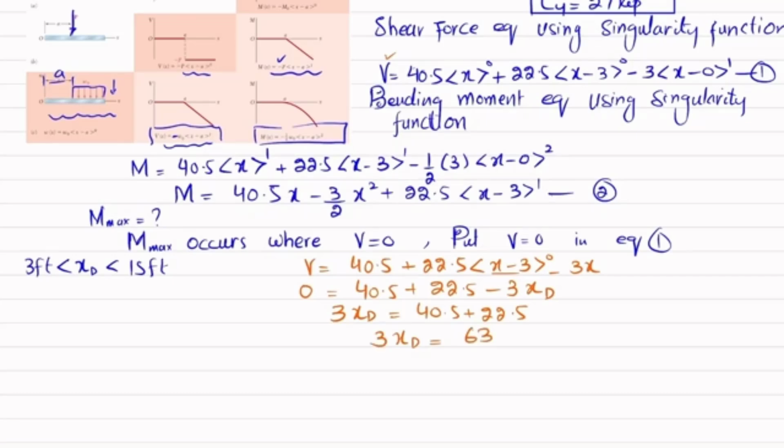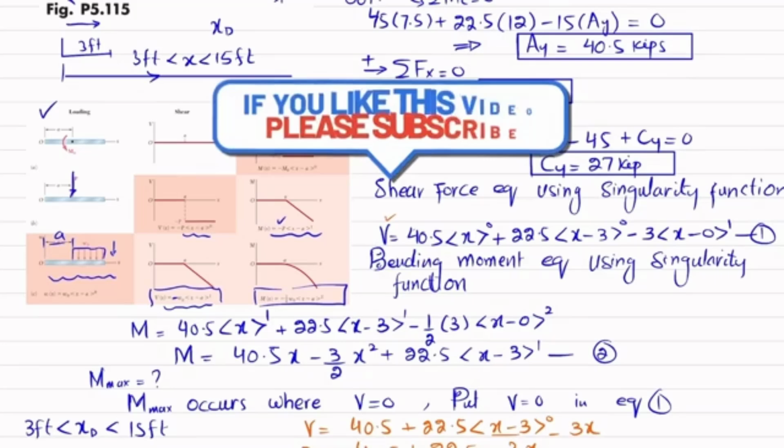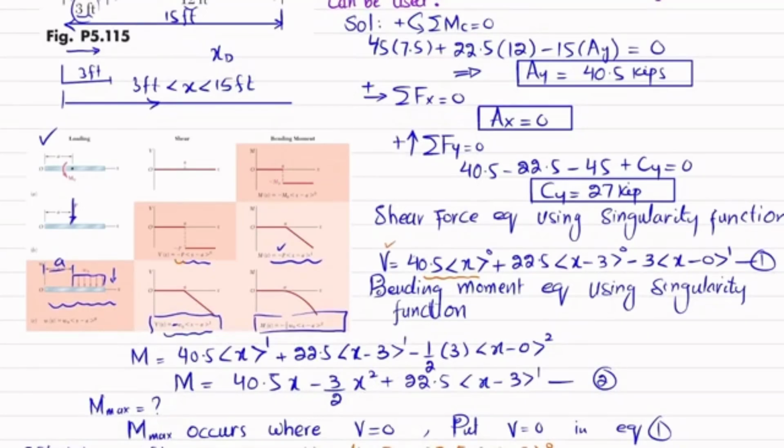So 3 into xd is equal to 63. I think we have made a mistake. Let me check it over here. This is correct, because the load is upward. This load of 22.5 is downward. So you can see this equation is minus p into x minus a power 0 for downward, so it should be negative. Let me correct it. This is negative, and this is also correct.